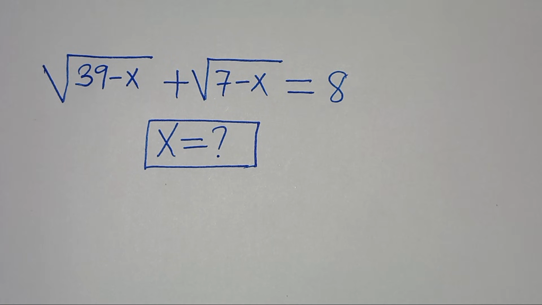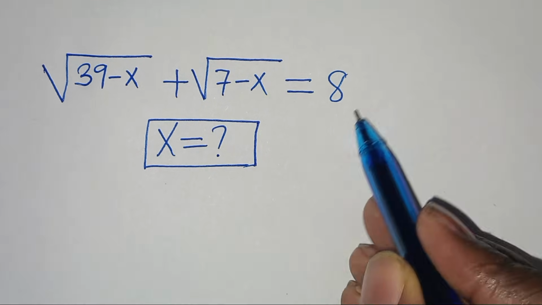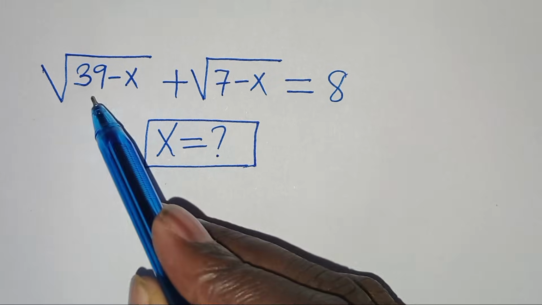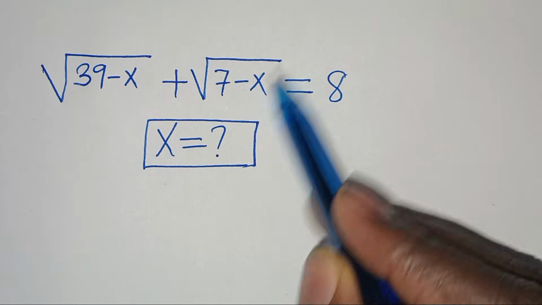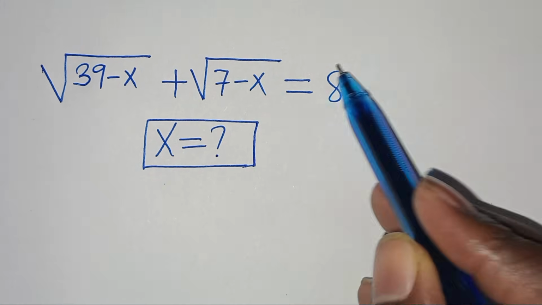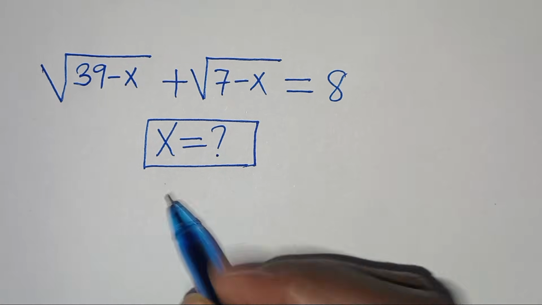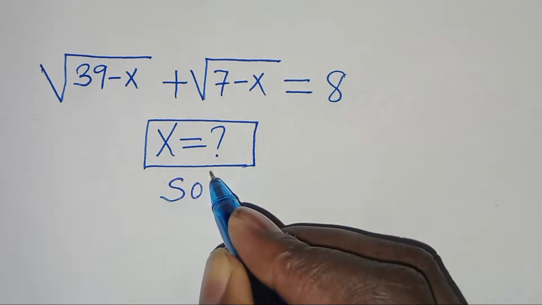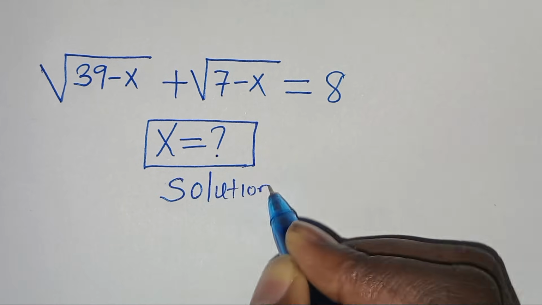Hello everyone, you're welcome to solve this nice algebra problem, which is the square root of 39 minus x plus the square root of 7 minus x. This is equal to 8. So what is the value of x? Now let's provide a solution from here.